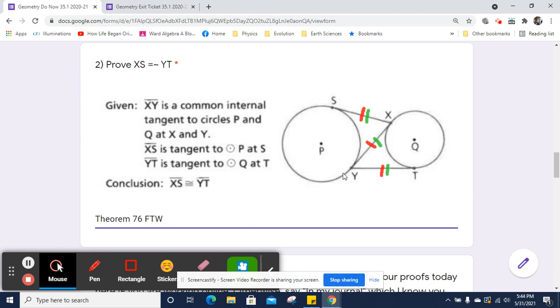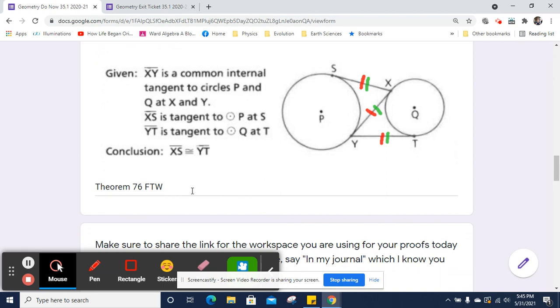I've just laid out the strategy for you. I'm just writing this note here to remind myself the basic approach: Theorem 76 and the transitive property.